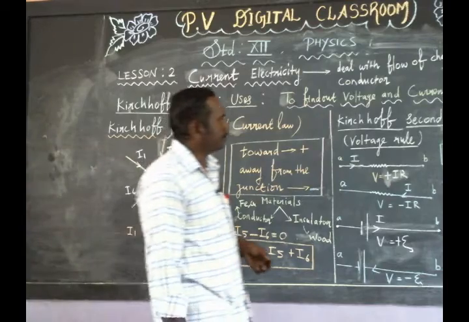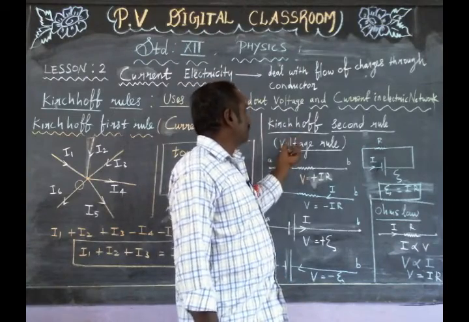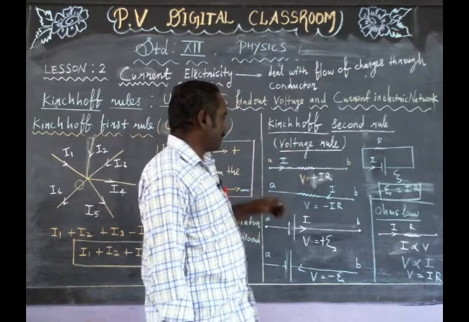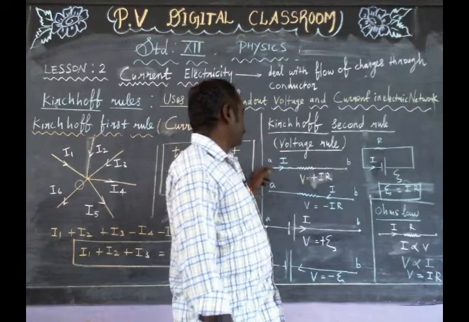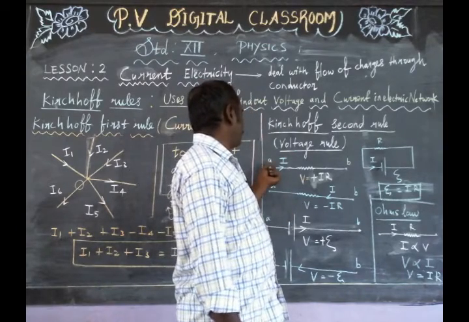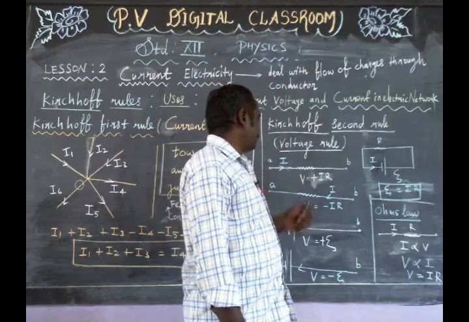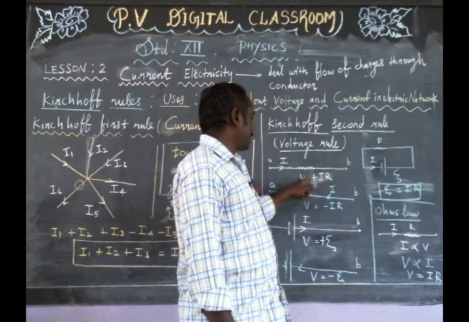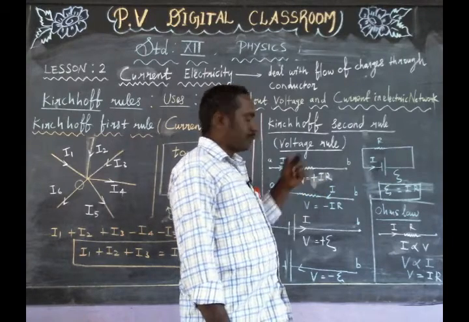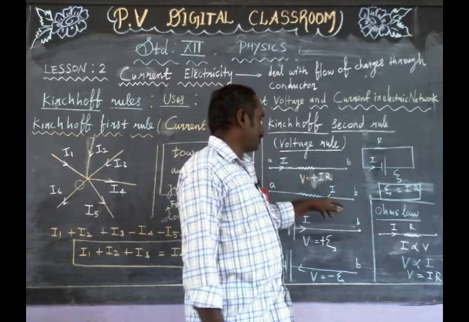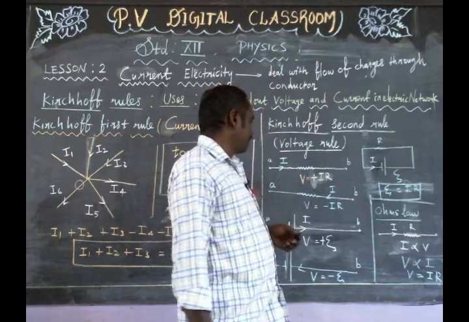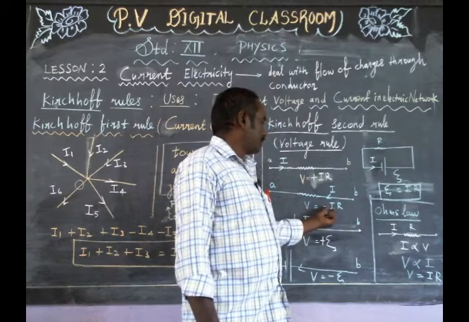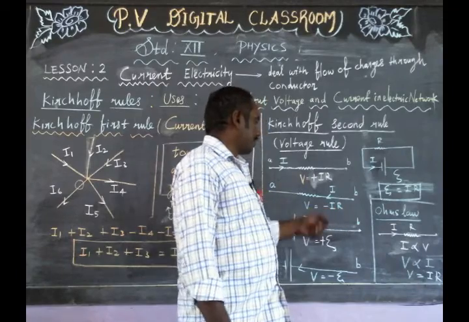And the second is the voltage rule. First, if the current flows from A to B, the product of current and resistance is taken as positive. If the current flows from B to A, the product of current and resistance is taken as negative.